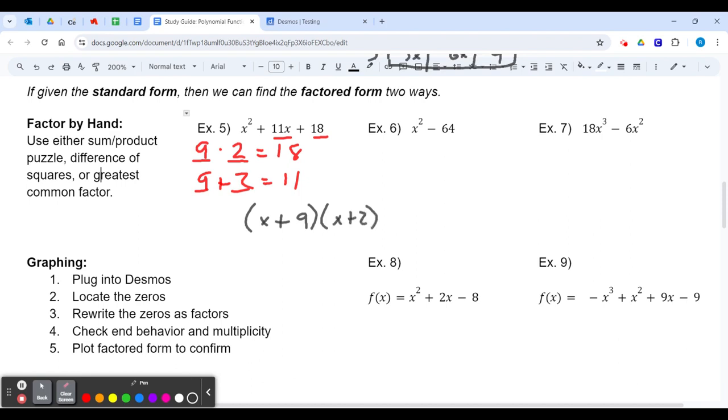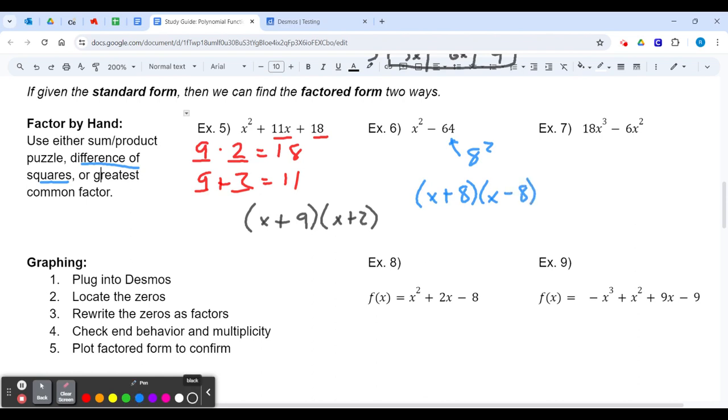In example 6, I have that difference of squares. That's what's happening here in example 6, where I have an instance of, all right, 64 is just 8 squared. And so I can rewrite this as a product combination of x plus 8 times x minus 8.